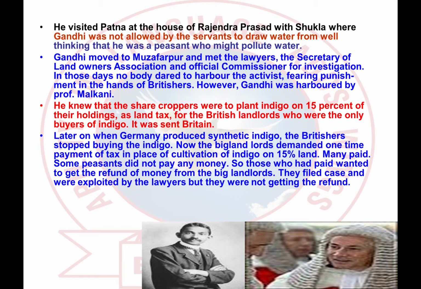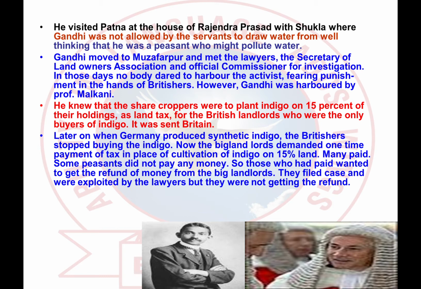Gandhi moved to Muzaffarpur and met the lawyers, the Secretary of Land Owners Association, and the official commissioner for investigation. In those days, nobody dared to harbor or keep in their house the activist, fearing punishment at the hands of the Britishers. However, Gandhi was harbored by Professor Malkani. He knew that the sharecroppers were to plant indigo on 15% of their holdings as land tax for the British landlords, who were the only buyers of the indigo. It was sent to Britain. Later on, when Germany produced synthetic indigo, the Britishers stopped buying the indigo.